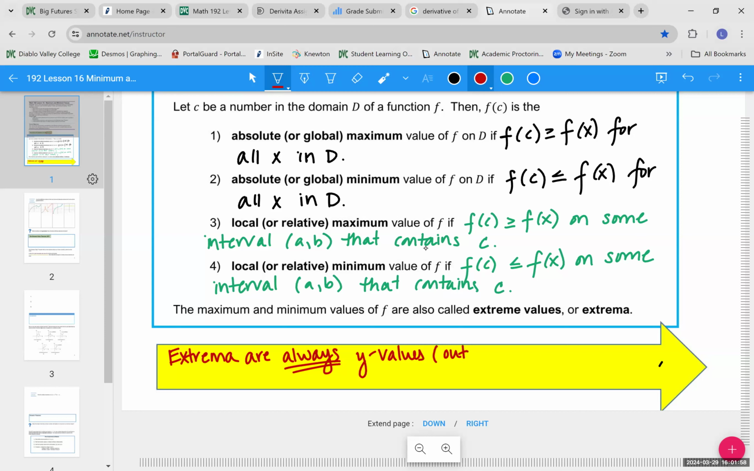Okay, they're outputs. Go back and read these definitions. They're all f of c is greater than f of x. It has to do with the y value being the biggest y value or the y value being the smallest y value. The x values, we are going to be interested in at these points, but it's important to realize that the x values are locations, markers, where the extrema occur. So we're always talking about y values when we're talking about maxes and mins, always.